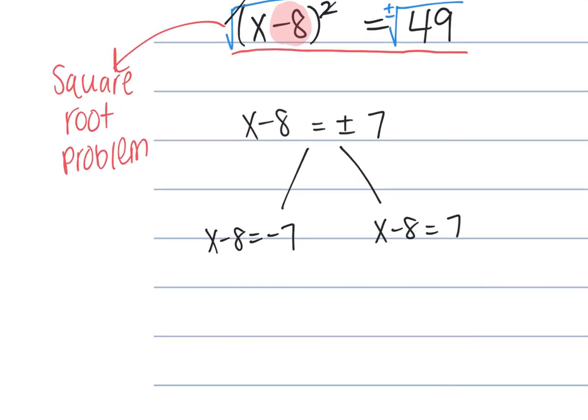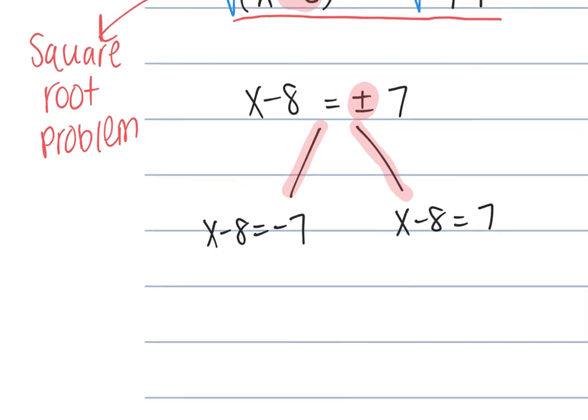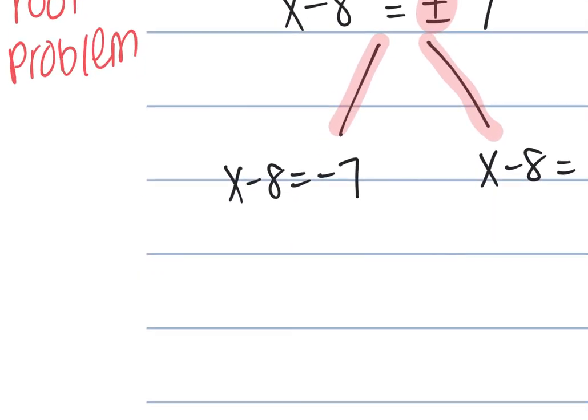I break it up because I have this plus or minus. Do we all see that? Okay. So, what is x minus 8 equals negative 7? What am I going to do to solve that? You know how to do that. How do I solve this one on the left? You have to add 8 to both sides. Good. What do I get? You get x equals positive 1. Okay.